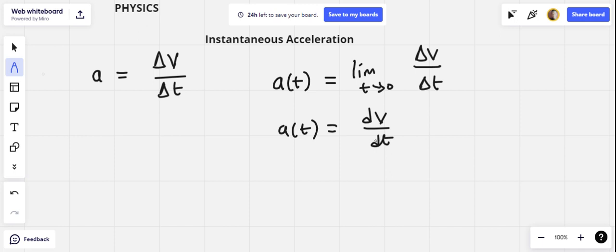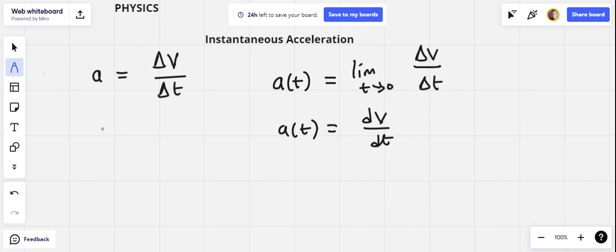So for you to find instantaneous acceleration, your velocity must have been in the form of an equation or expression. You differentiate your velocity with respect to time to get acceleration. That's number one of it.